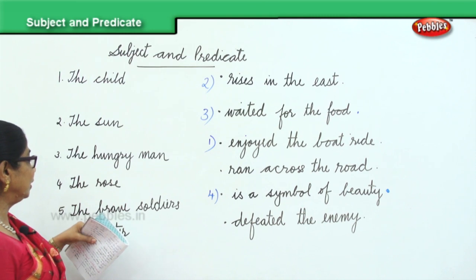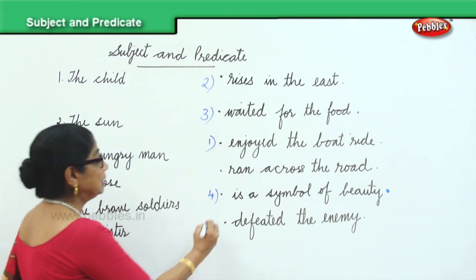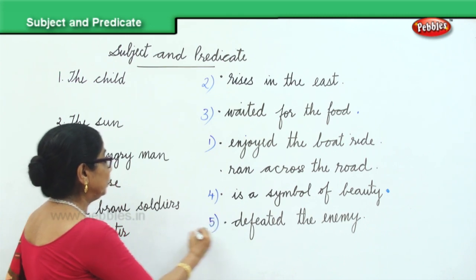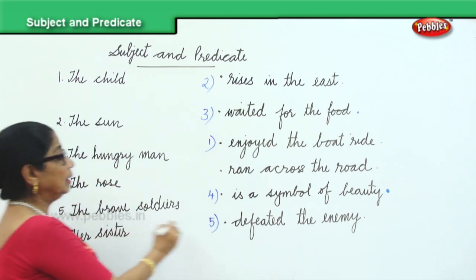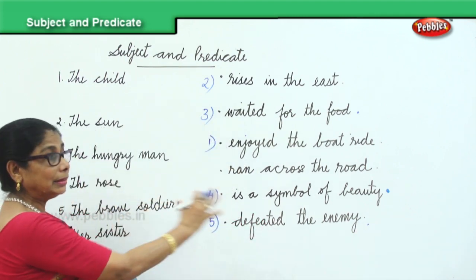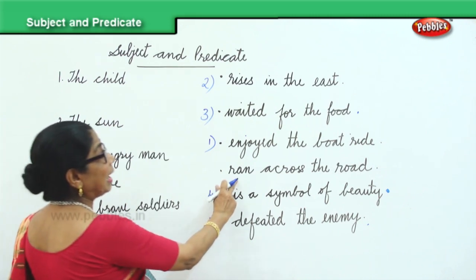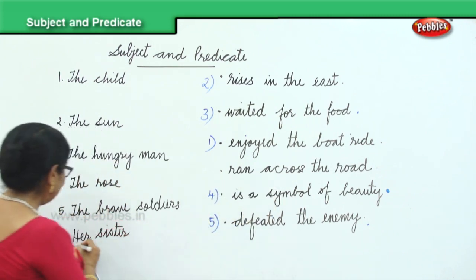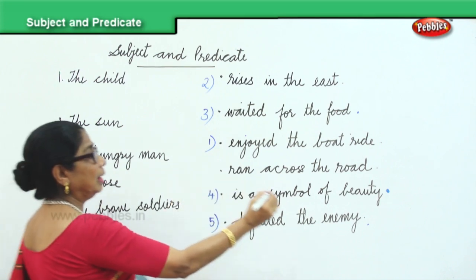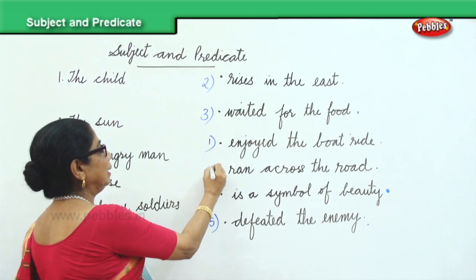And then you have here the brave soldiers. The brave soldiers defeated the enemy. Begins with a capital letter, it ends with the full stop. So this is the subject, that's the predicate. And finally, her sister ran across the road. Begins with a capital letter and ends with the full stop. Her sister ran across the road.